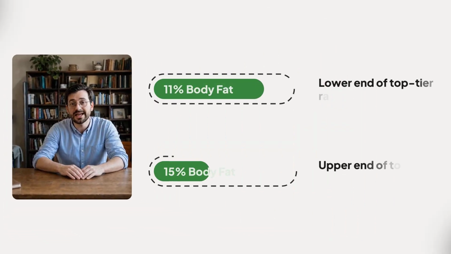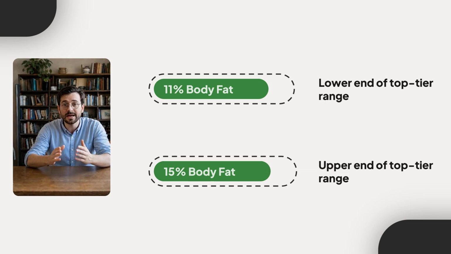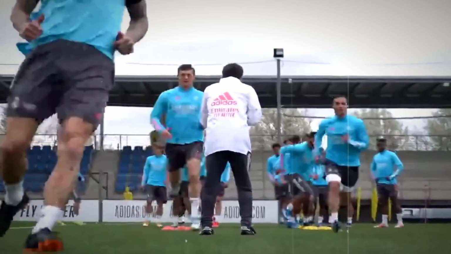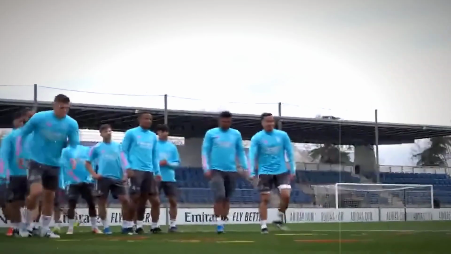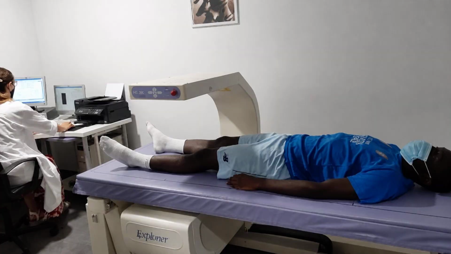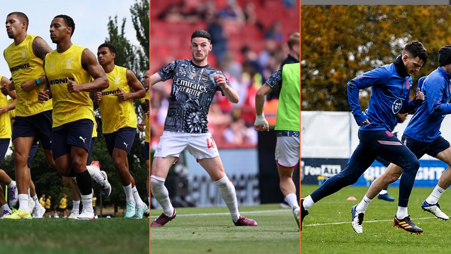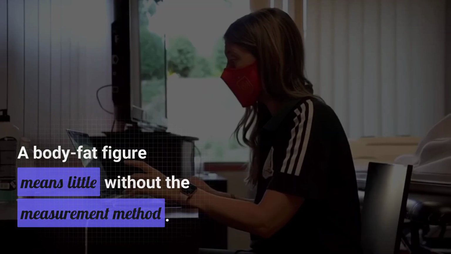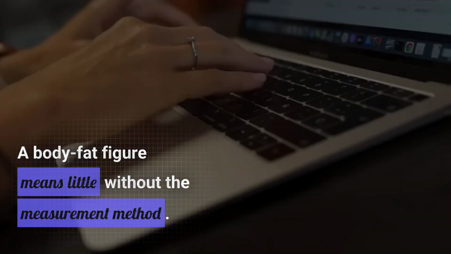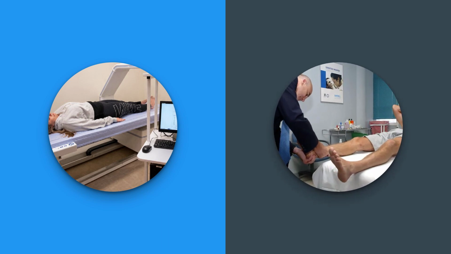While media reports often tag elite footballers with single-digit body fat percentages, sports science reveals a much more varied reality. Large-scale studies using dual-energy X-ray absorptiometry, or DEXA, show that top-tier outfield players typically carry between 11 and 15% body fat. These numbers fluctuate by league, playing position, and season phase. In reality, a body fat figure means very little without knowing the measurement method. Common bioelectrical impedance devices often underestimate fat levels, whereas visual estimates can easily miss the mark by several percentage points.